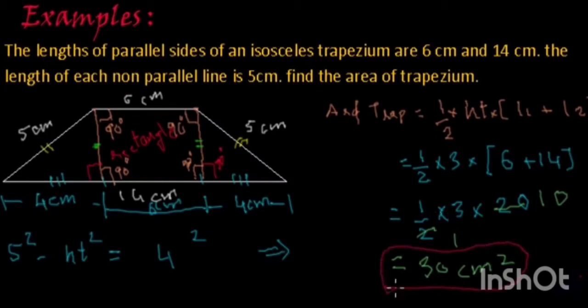Right? We have found the area of the trapezium when the height of the trapezium was not given to us. We have calculated the height using the Pythagoras theorem, and then we substituted that height into the formula for the area of the trapezium, and then we calculated the area of the trapezium.